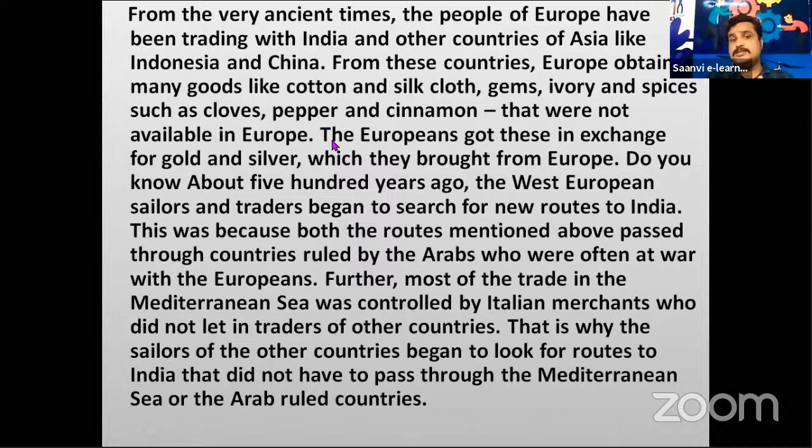That is why the sailors of the other countries began to look for a route to India that did not have to pass through the Mediterranean Sea or the Arab-ruled countries. Actually, the Europeans who traveled had no connection with the Arabs, because they had some quarrel among them. Because of that, especially the European traders preferred some other route to reach other countries.